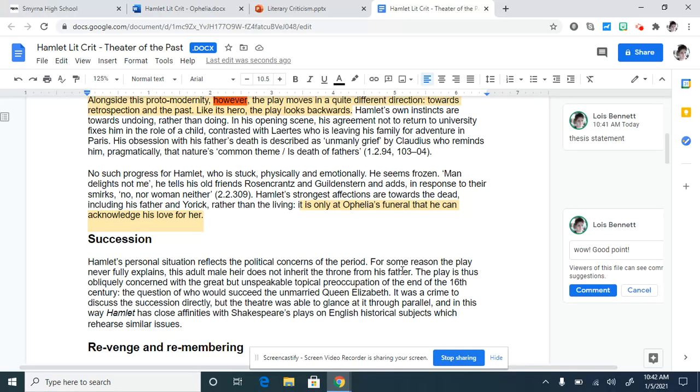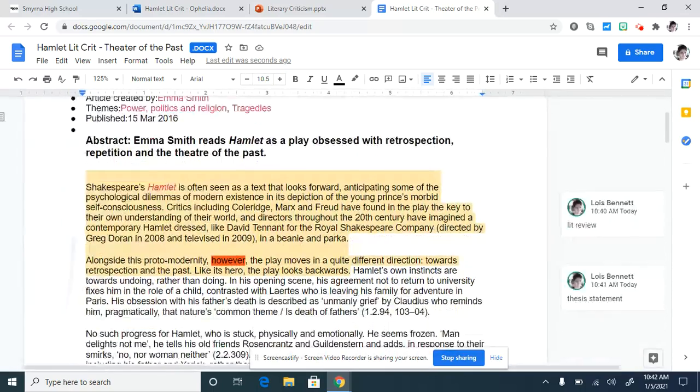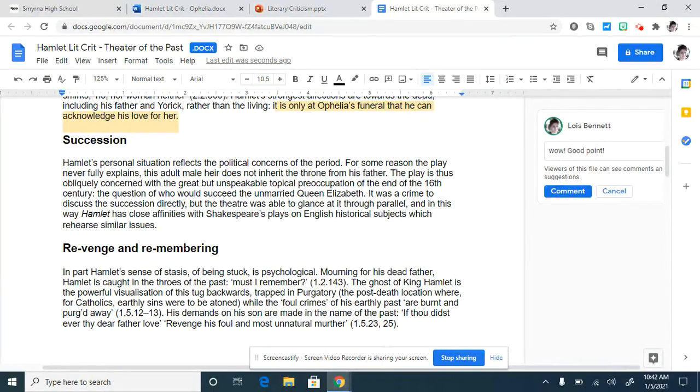All right, now the writer, who is Emma Smith, moves on to succession. Hamlet's personal situation reflects the political concerns of the period. For some reason the play never fully explains, the adult male heir does not inherit the throne from his father. The play is thus obliquely concerned with the great but unspeakable topical preoccupation of the end of the 16th century, the question of who would succeed the unmarried Queen Elizabeth. It was a crime to discuss the succession directly, but the theater was able to glance at it through parallel, and in this way Hamlet has close affinities with Shakespeare's plays on the English historical subjects which rehearse similar issues.